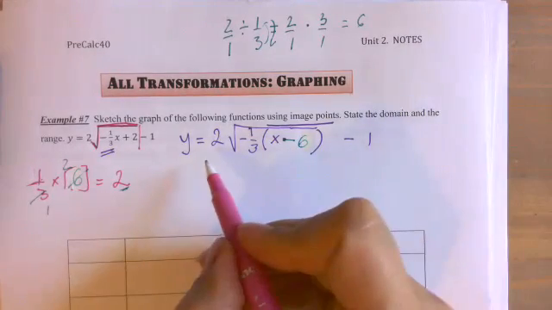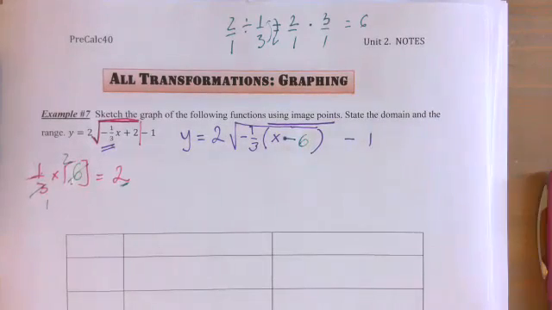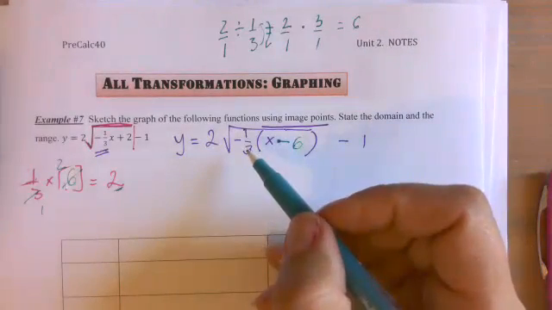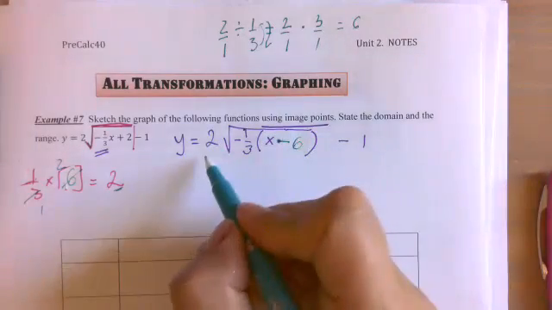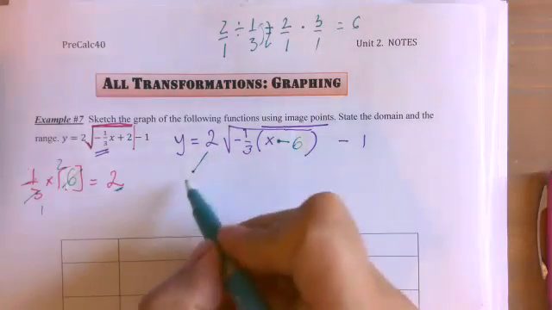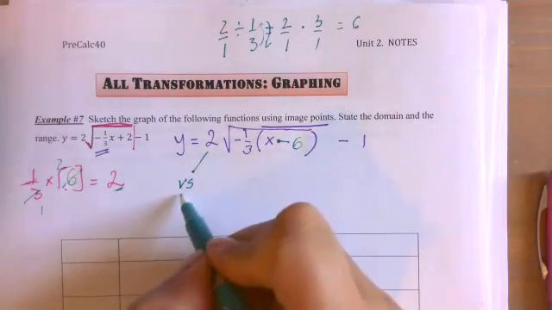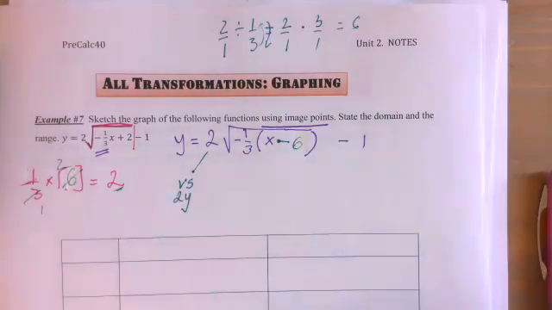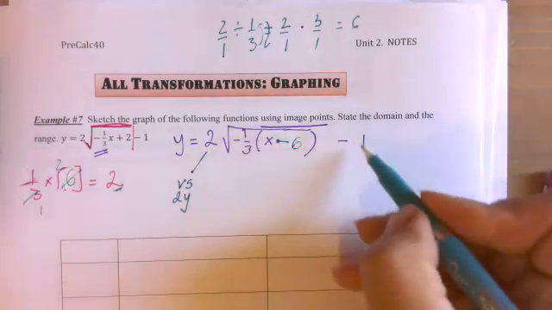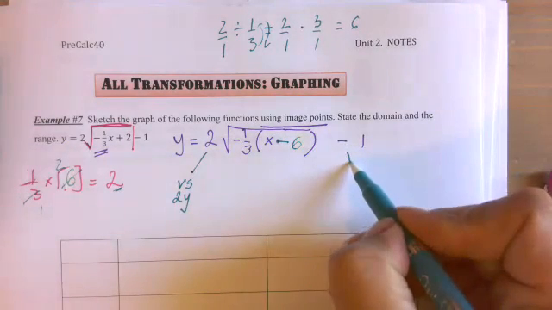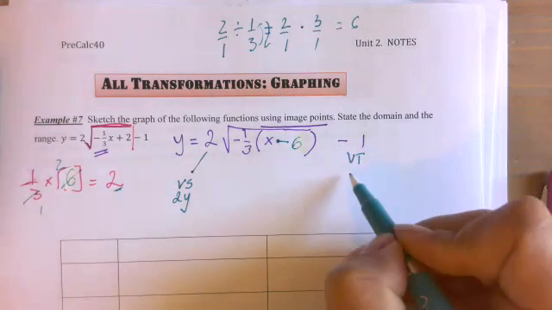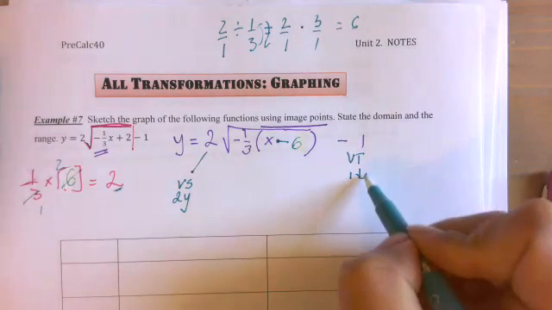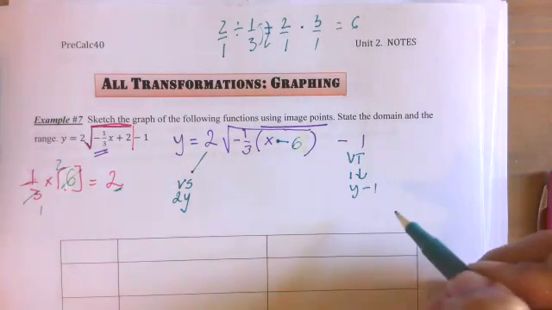So we're going to go from left to right and describe the transformations. I'm going to color code my vertical transformations from my horizontal transformations. So here I have the A parameter that gives me a vertical stretch by a factor of 2. I'm skipping to the end of it. That's a vertical translation for the D parameter, 1 unit down, or Y minus 1.